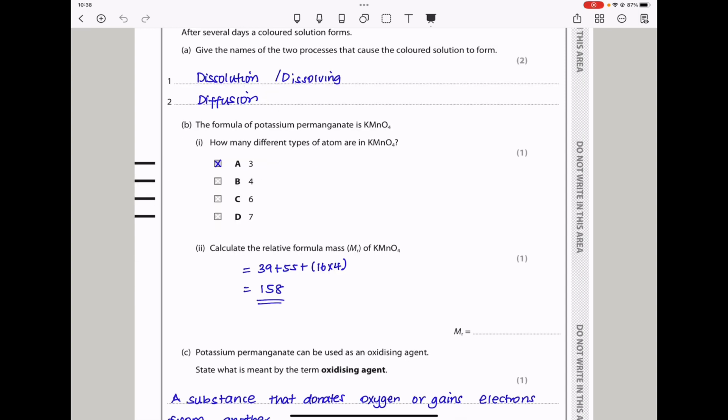In part B, the formula of potassium permanganate is as you see here. How many different types of atoms are in potassium permanganate? So we see there is potassium, there is manganese, and oxygen. Remember they say different types, so there are only 3 different types, and the answer should be A.